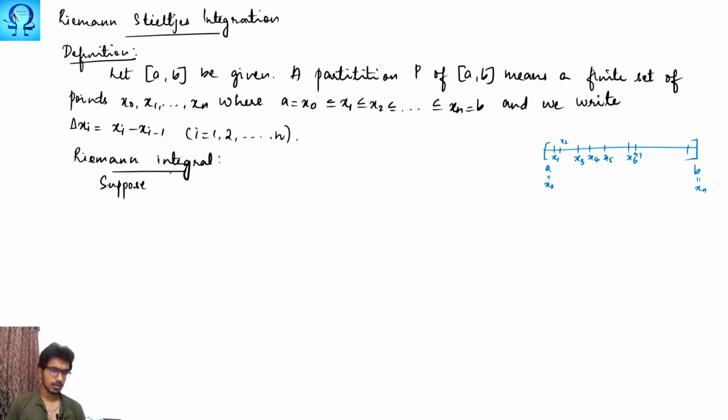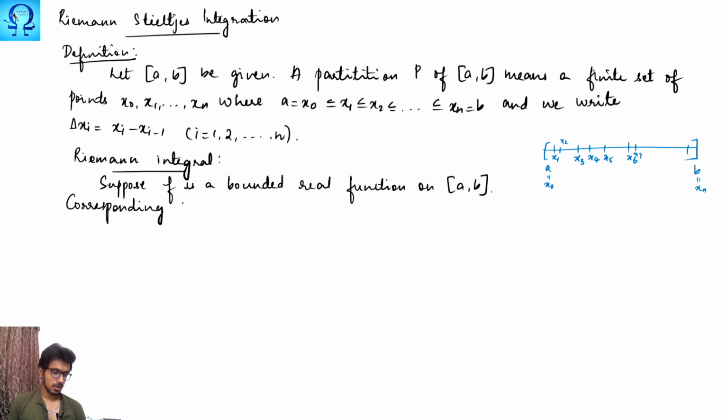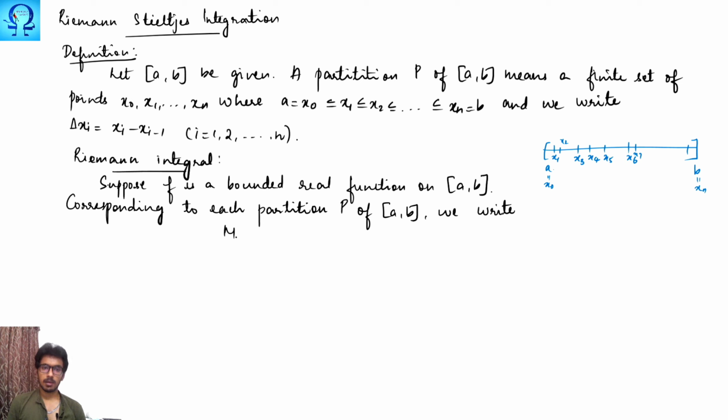Suppose a function f is given which is a bounded real function defined on the interval [a, b], right? Now corresponding to each partition P of [a, b], we write capital Mi to be the supremum of f(x), where x(i-1) is less than or equal to x less than or equal to xi, and small mi to represent the infimum of f(x) over the same interval.